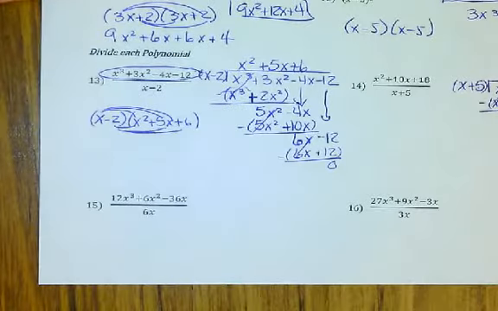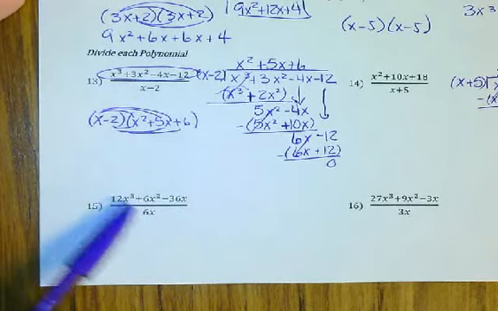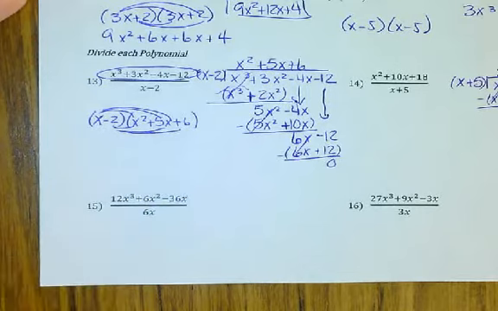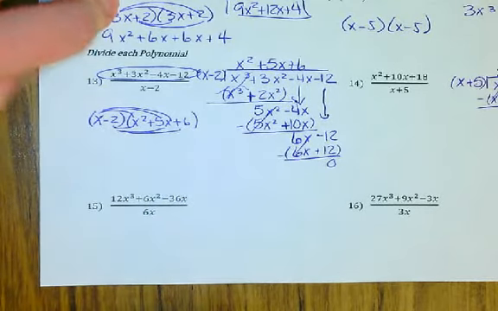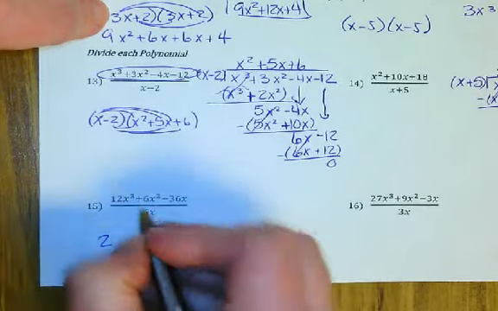All right, these down here, I'm only going to do number 15. These are more basic. All you're doing is dividing the coefficients, so the 12 and the 6, and the 6 and the negative 36, and then subtracting the exponents of the variables, okay? So here, I got 12 divided by 6 is 2.